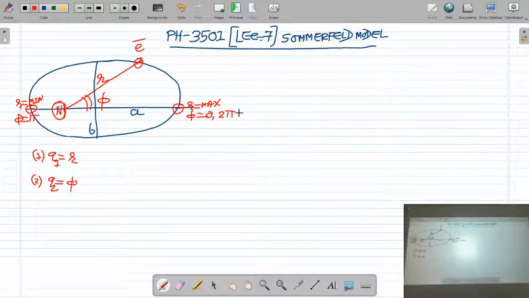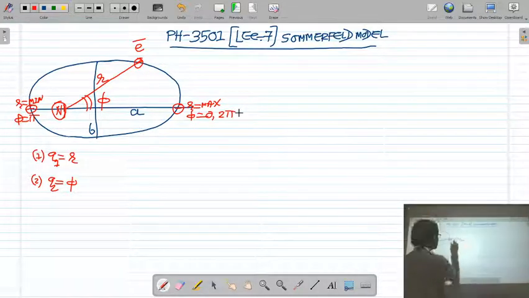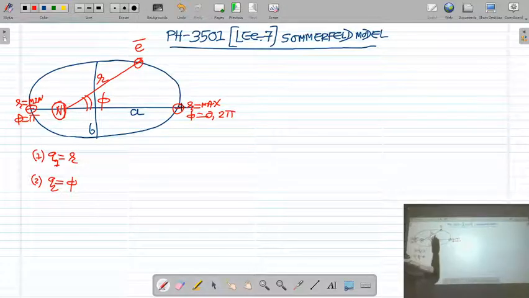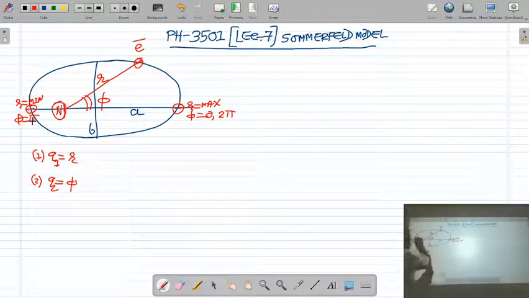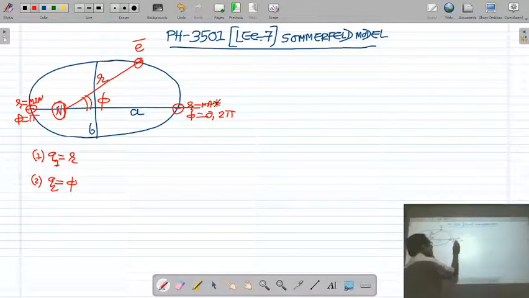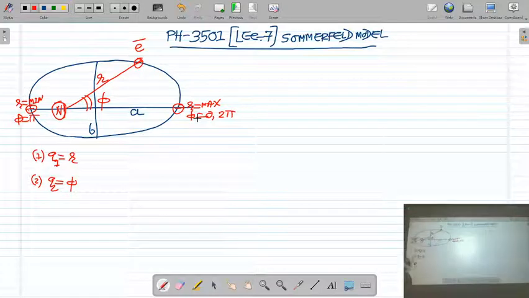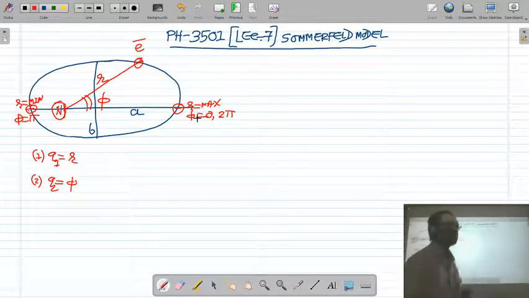So at this position the distance of the electron from the nucleus is maximum and angle phi is 0. At this position the distance is minimum and angle phi is pi. When the electron completes one rotation, again r will be maximum and phi will be 2 pi. So by knowing r and phi, you can describe the position of the electron at any instant of time.